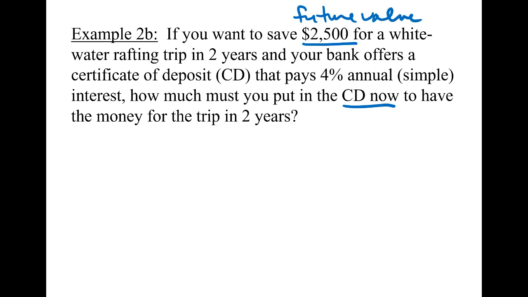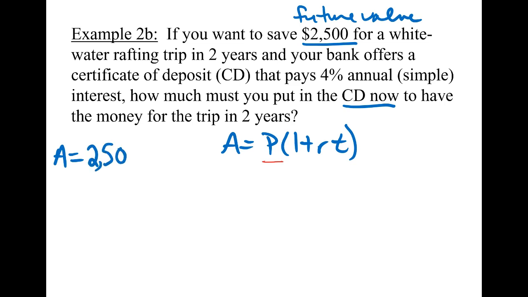So we're going to use the formula A equals P times (1 plus RT), but in this case we're not solving for A. In this case we're trying to solve for P. Again, let's list what we know off to the side. The amount that we want, the future value, is $2,500. The principal that we need to invest now is unknown. Our interest rate is 4%, so that's 0.04. And when do we want this money? In 2 years, so T is 2.